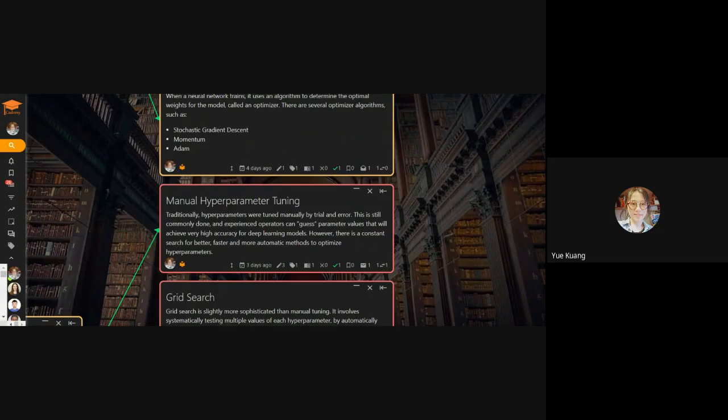Traditionally, hyperparameters were tuned manually by trial and error. This is still commonly done, and experienced operators can guess parameter values that will achieve very high accuracy of deep learning models. However, there is a constant search for better, faster, and more automatic methods to optimize hyperparameters.